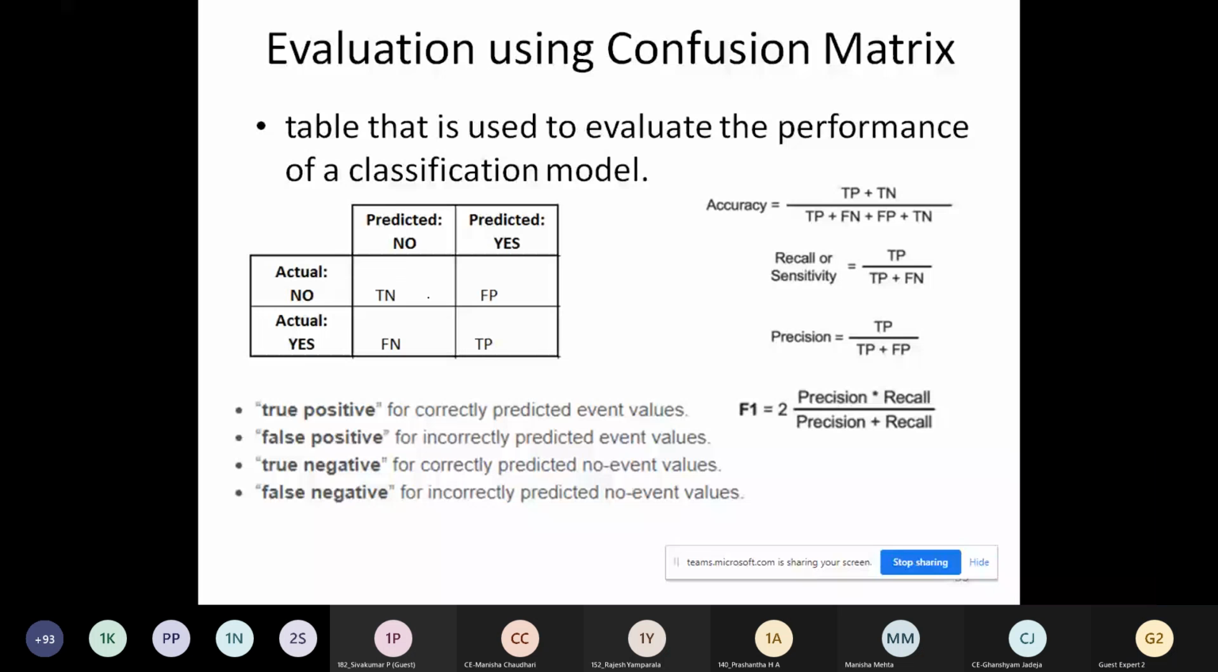Same way, if my actual data points, 50 data points, are of 1 type, and out of them, let's say 30 are predicted as 1, then predicted yes is equal to 30, and 20 are falsely predicted. So this is how my confusion matrix is created.